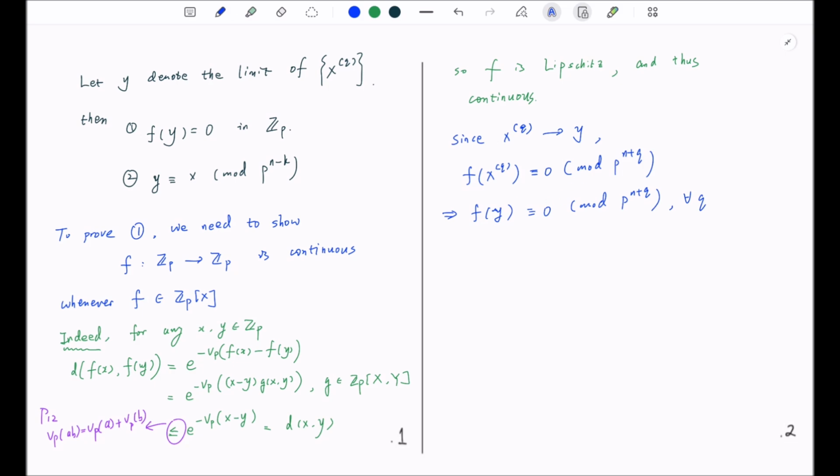But this implication is indeed correct, because what we are doing here is looking at the component a sub n plus q. This happens at the n plus q's component of Zp. The continuity of f from Zp to Zp in particular implies the continuity of f at the n plus q's component. So this is indeed rigorous.